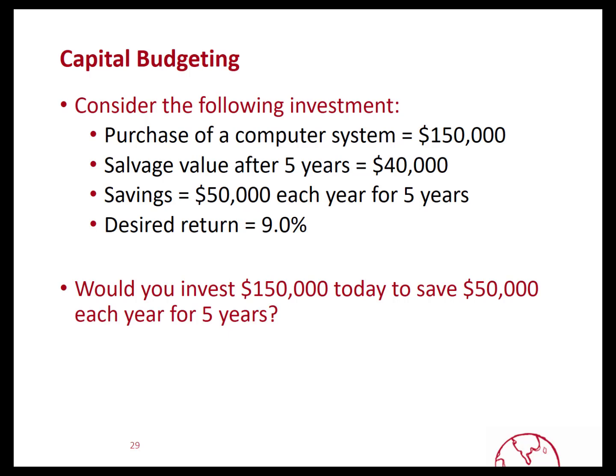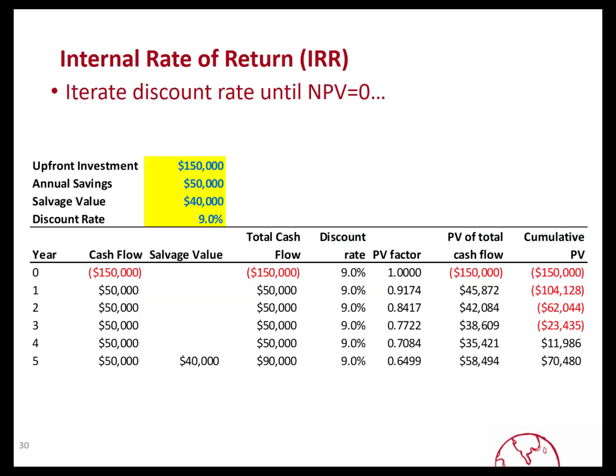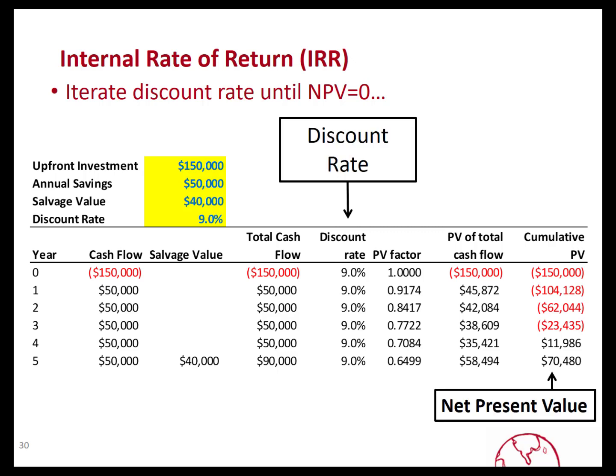So coming back to our example that we looked at with that upfront investment of $150,000, savings of $40,000, salvage value of $40,000, savings each year of $50,000, and a discount rate. Let's take a look. As we saw when we discounted at 9%, there was a positive NPV. We could see that the positive NPV was $70,480. The question is, what discount rate would actually lead to that net present value being exactly equal to zero? Or in other words, what is the rate that we would expect to earn on this project?